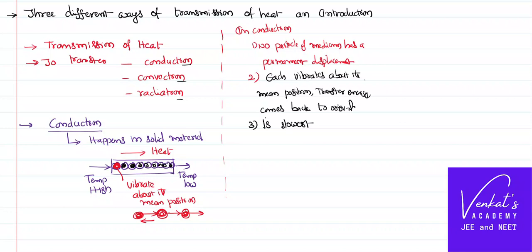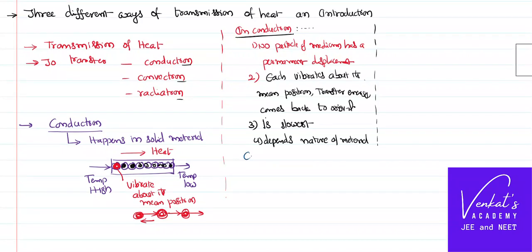How do we measure this conduction? It depends on how much heat transfer happened. All of it depends on the nature of that material. All materials are not going to transfer heat in the same way. There are some materials called conductors, which transmit the heat. There are some materials called bad conductors, which don't transmit the heat. And those details we will discuss in the next video, how to measure that. That's all about conduction.